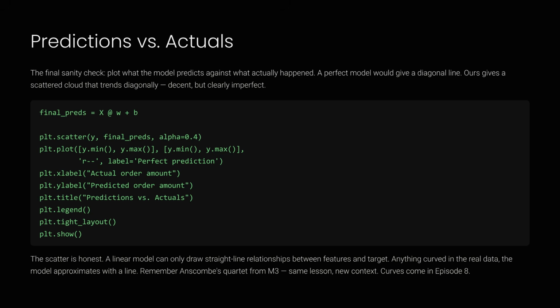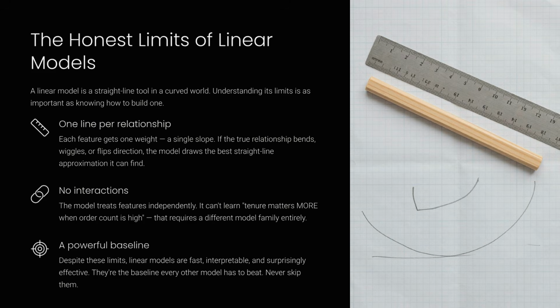Finally, we perform a sanity check by plotting our predictions against actual values. A perfect model would form a diagonal line. Our scattered cloud reveals the model's limitations. A linear model can only approximate reality with straight lines. Linear models are straight-line tools in a curved world. They have no concept of interactions between features, but they remain powerful, interpretable, and effective baselines. Every advanced model you build in the future will have to outperform these results.